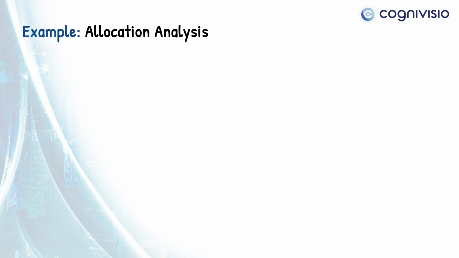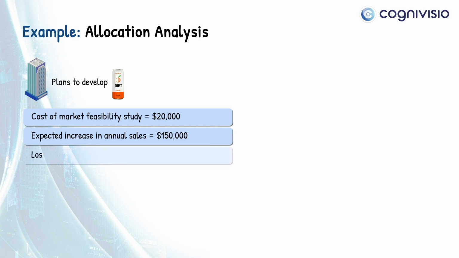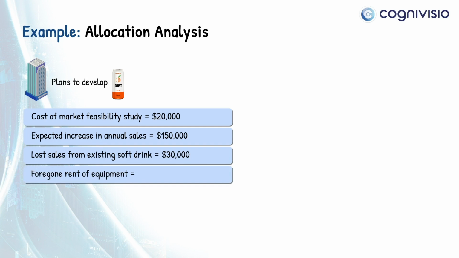Let's take an example. A company plans to develop a diet version of its soft drink product. The firm paid $20,000 for a market feasibility study to evaluate the project's viability. The new product would be expected to generate $150,000 in annual sales. However, $30,000 of the company's existing soft drink would be lost as some customers will shift to the diet version. In order to produce the new product, the company will have to use a piece of equipment that it currently rents out for $25,000 per year.